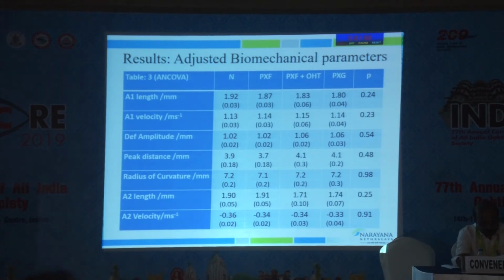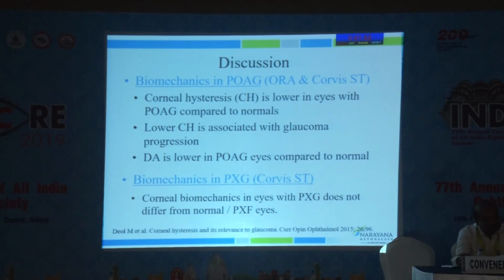So how does this compare with previous studies? There's a lot of work done on biomechanics in primary open-angle glaucoma, both using ORA and Corvis, which showed that corneal hysteresis is lower in eyes with POAG. It's also associated with glaucoma progression. And Corvis studies have shown that deformation amplitude is altered in POAG eyes. However, biomechanics in PXG is not extensively studied, and this is the first study which has established that Corvis biomechanics in eyes with PXG does not differ from normal in PXF eyes.